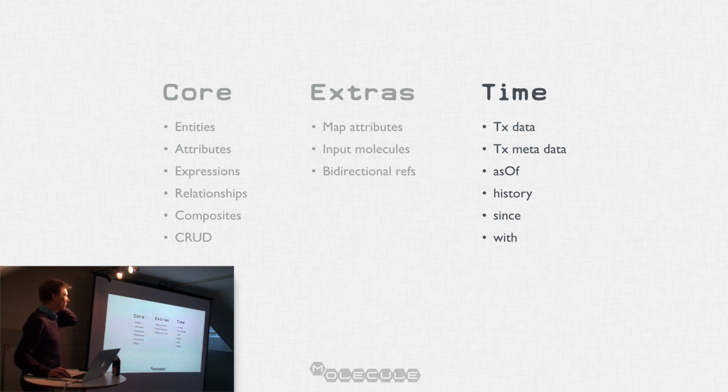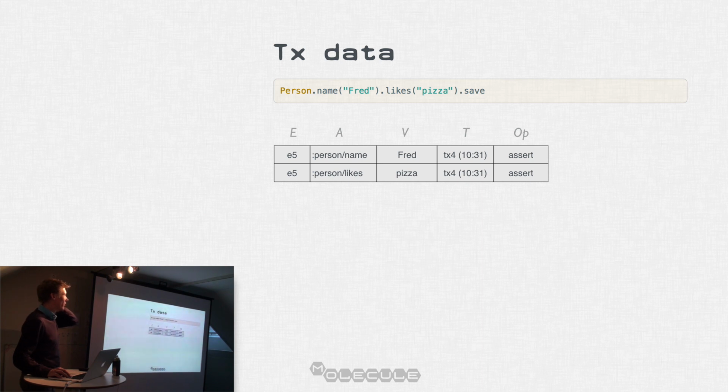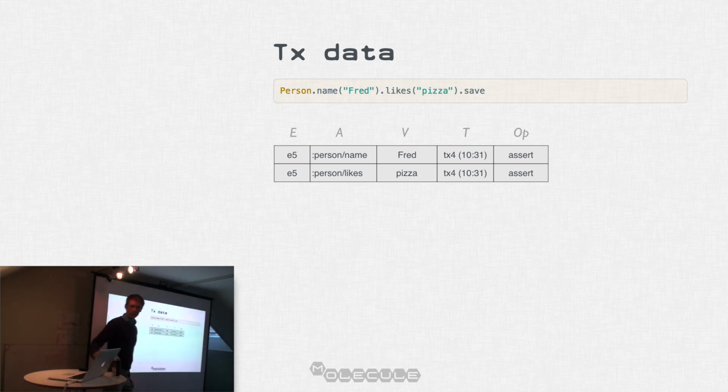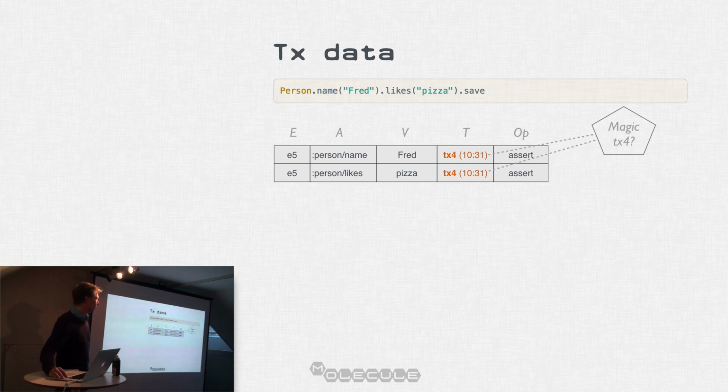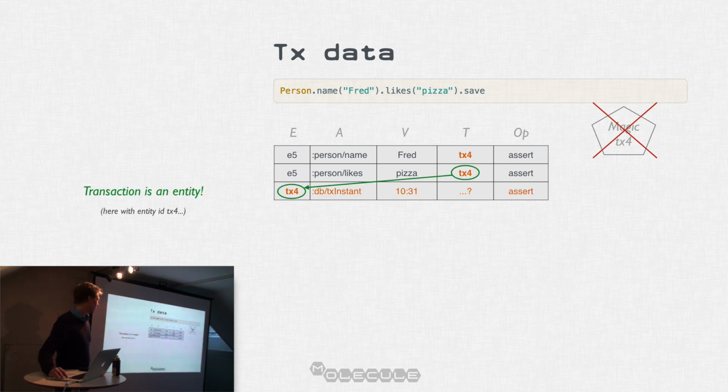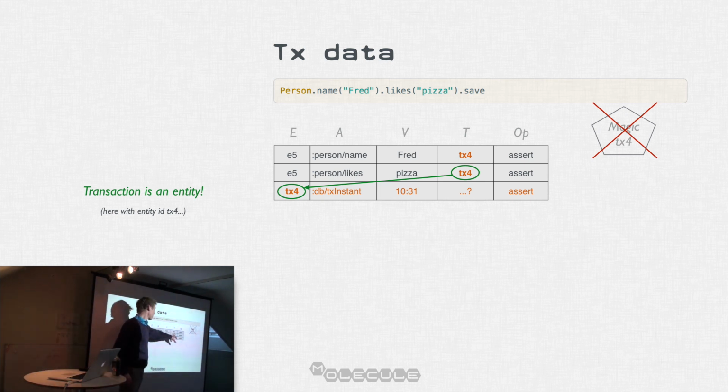Then you have some time. You have this transaction data where you have the time. I said the time is recorded with the transaction, and you might wonder, what is this transaction? Is it some magic thing somewhere else? No, of course not. It's actually just an entity. So instead of being a value here, the transaction is a reference to another entity, it's now in this column for transaction, and it points to this entity here. And that has the value of the time.